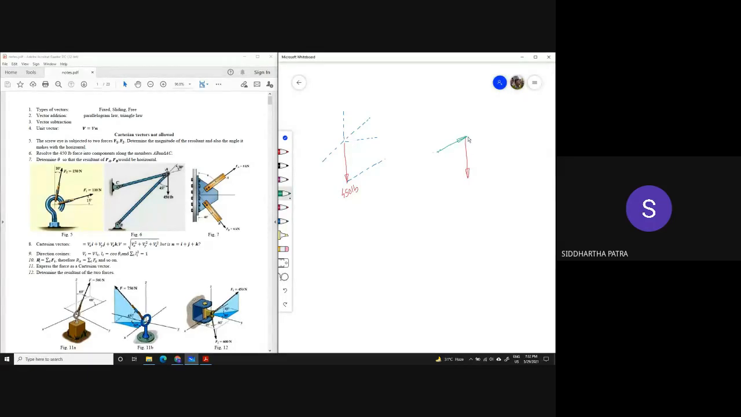Another one is making an angle of, so yeah, there is one force making an angle of 45 degree with the vertical, then another force making an angle 30 degree with itself. Okay.